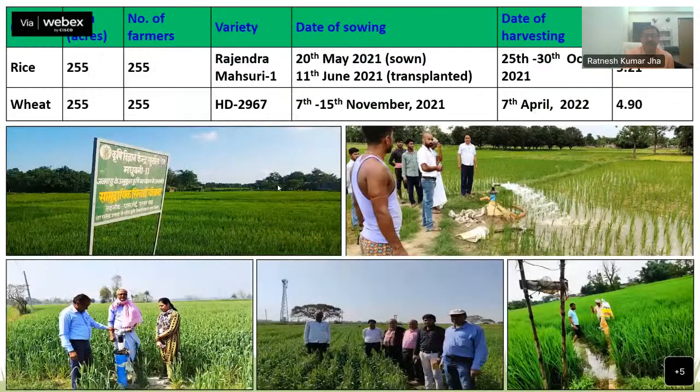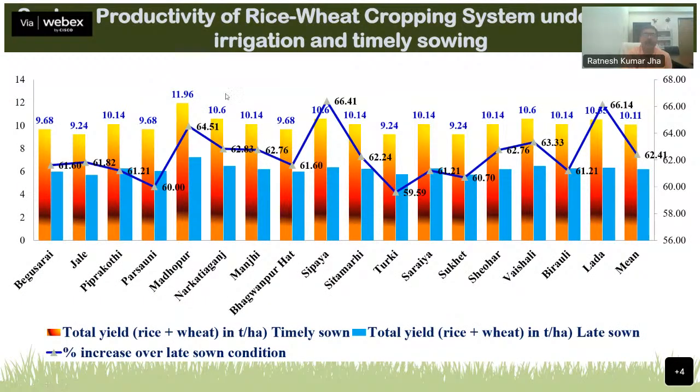So here we see, through assured irrigation and timely sowing, we could achieve a yield target of 5.21 tons per hectare of rice and 4.9 tons of wheat. So overall, the productivity of 10 tons per hectare we could achieve in 2020. And this is the system productivity of different districts.